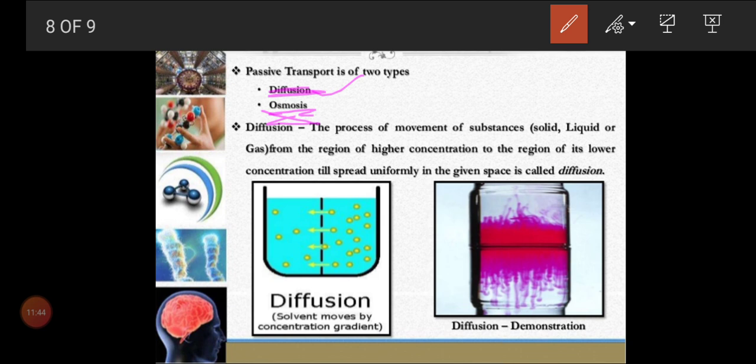So what is the difference between diffusion and osmosis? Both move from higher concentration to lower concentration, but in diffusion there is no need for a semi-permeable membrane, whereas osmosis needs a semi-permeable membrane. Osmosis is only liquid, and diffusion can be liquid, solid or gases. So movement of a substance like solid, liquid or gas from the region of higher concentration to the region of lower concentration till equilibrium is maintained is called diffusion.